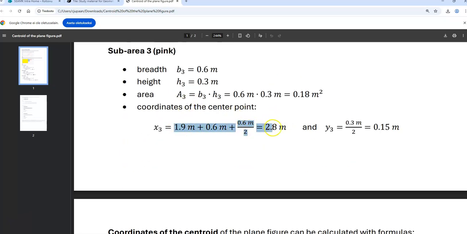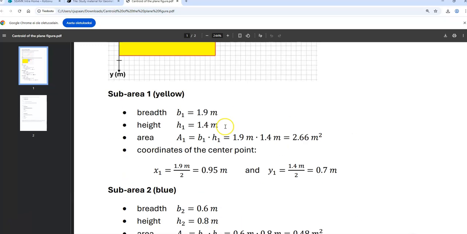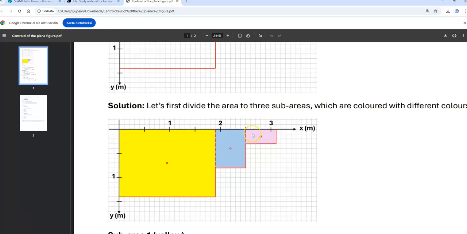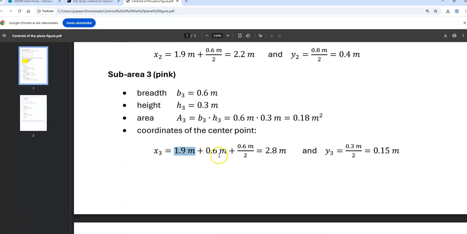For example, this x3 here with this method, because usually in real life you want to find how far away from the left hand side of that figure the midpoint of that third part is. Then we could do that by measuring the length of this part and the length of this part and half of the length of this last part there. And that calculation process is like this here.